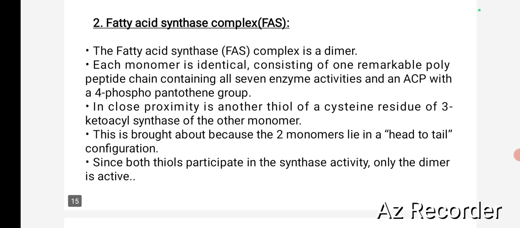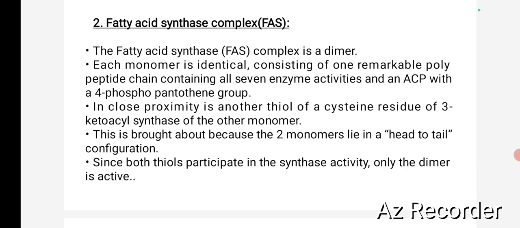Next example, fatty acid synthase complex. This is also a multi-enzyme complex. Fatty acid synthase complex is a dimer. Each monomer is identical, consisting of one remarkable polypeptide chain containing all 7 enzyme activities and one ACP with a 4-phosphopantetheine group.